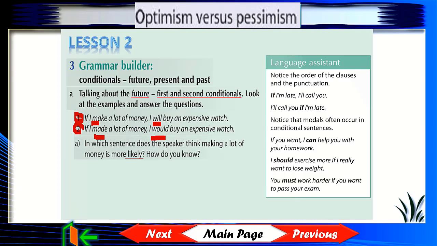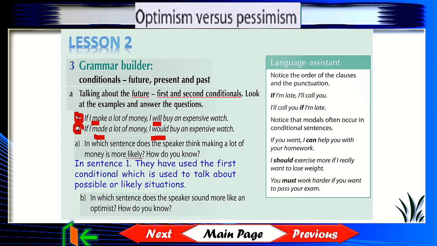So, in which sentence does the speaker think making a lot of money is more likely? In which sentence is it about possibilities? Of course, the first sentence is about possibilities because the first conditional is used. And the second question, in which sentence does the speaker sound more like an optimist? How do you know? Of course, the first sentence again, because he's talking about possibility.